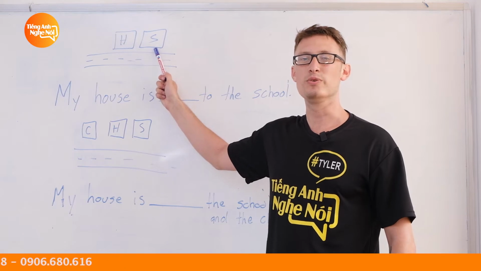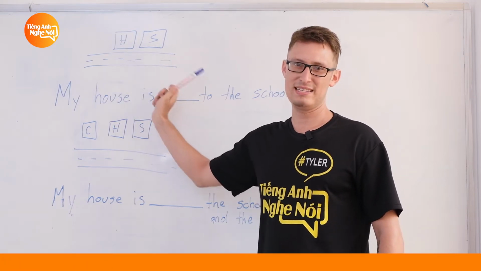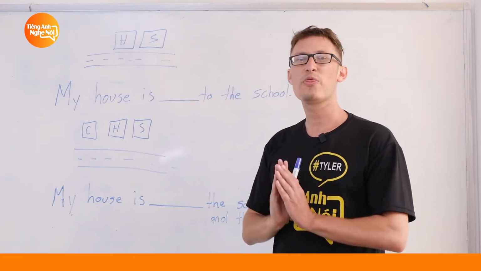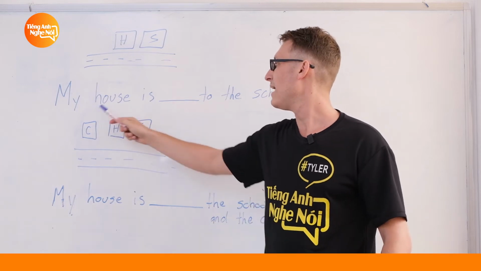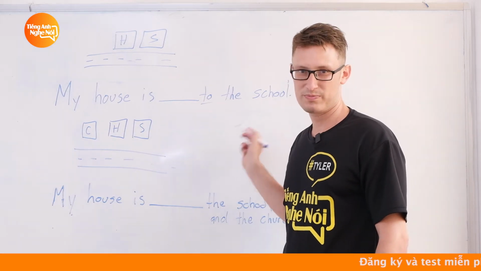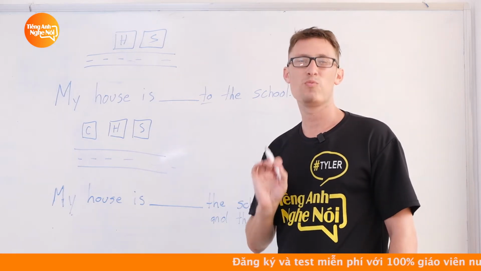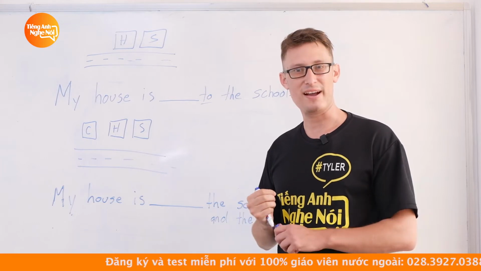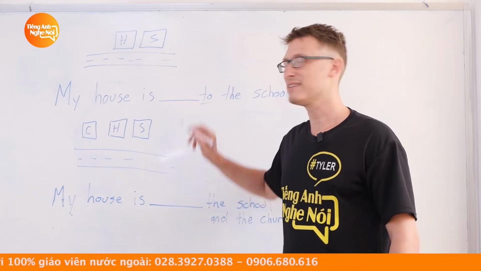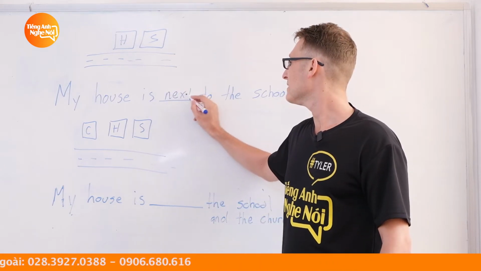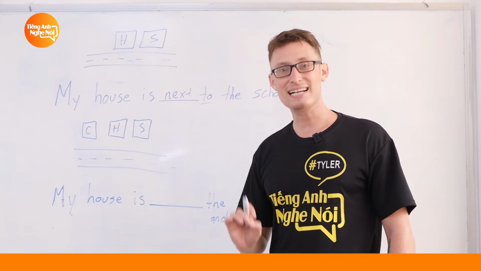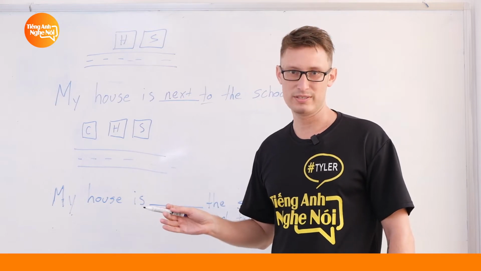Okay, this is your house. This is a school, okay? You have the street here, and they are on the same side. For this location, my house is next to the school. What word should you say there? Okay, can you think of the answer? Okay. Next to. My house is next to the school.